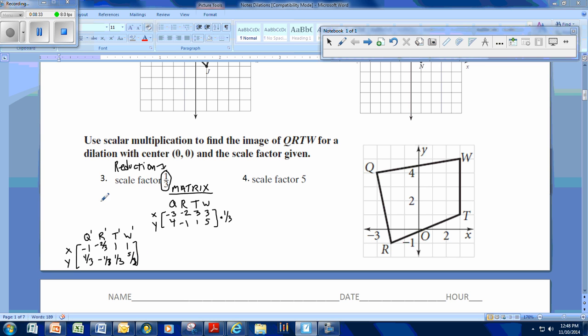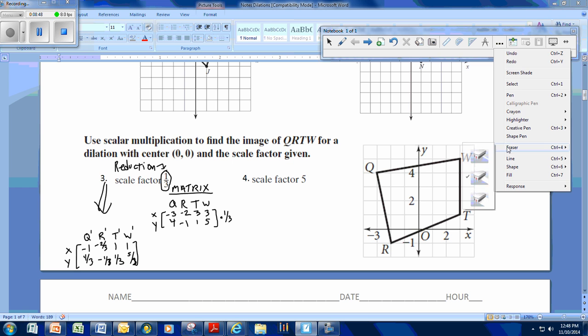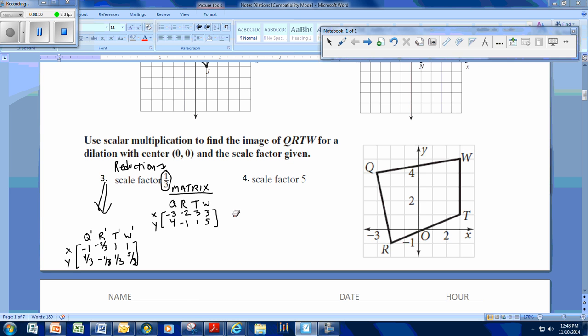So that's our answer for number 3. Now if I plotted these points, that would make the shape 1/3 the original size. Alright, now for the next example, we're going to multiply everything by 5. So this is my scale factor of 5, which means this is an enlargement.